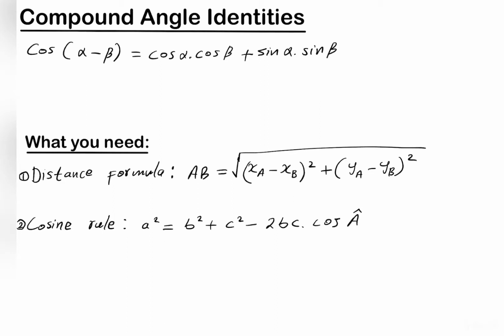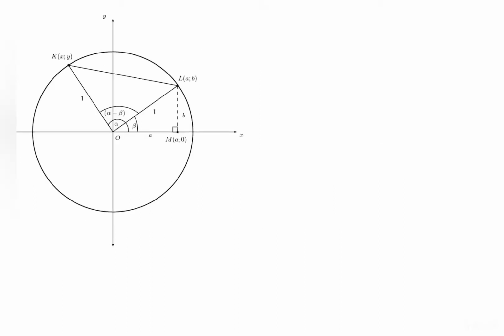Now, in order for us to prove this compound angle, you'll need to know the distance formula, as I've indicated here, and also the cosine rule, which is indicated here. So it's very important that you know these two and you know how to apply them. In addition to these two formulas, you also need to use this diagram here. So let me take you through this diagram to help you understand what's going on.